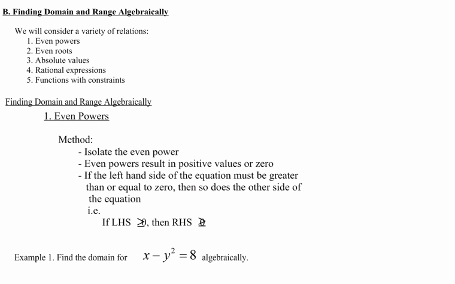Moving on. Finding domain and range algebraically. So we have to consider a variety of relations. Even powers are always opening up or they're opening down, no matter what. So if you have a 4th root, it could look something like this. Right? A 6. I mean, okay, that's a little bit exaggerated, but they're either going to be opening up or opening down. So they're going to have a max or they're going to have a min. Odd powers usually go from the 3rd quadrant to the 1st, or 2nd to 4th. We'll look at even roots. We'll look at absolute values, rational expressions, and functions with constraints.